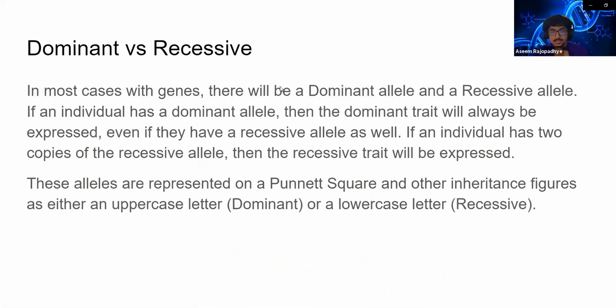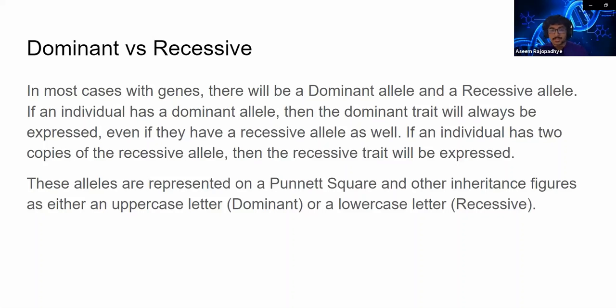So with alleles, there will be a dominant allele and a recessive allele present, at least one of each present in a whole gene pool. If an individual has a dominant allele, then the dominant trait, or the trait that the dominant allele expresses, will always be expressed, even if the second allele is recessive. But if an individual has two recessive alleles, then the recessive trait will be expressed.